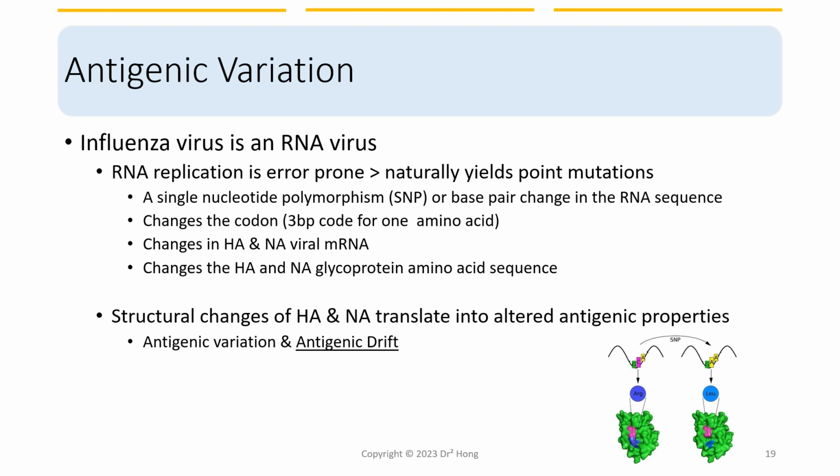The variation is because influenza is an RNA virus, and RNA replicates in a relatively error-prone fashion, and there is no machinery like we have in place to correct and repair those mistakes. Therefore, structural changes of HA and NA translate into altered antigenic properties, referred to as antigenic variation and antigenic drift.